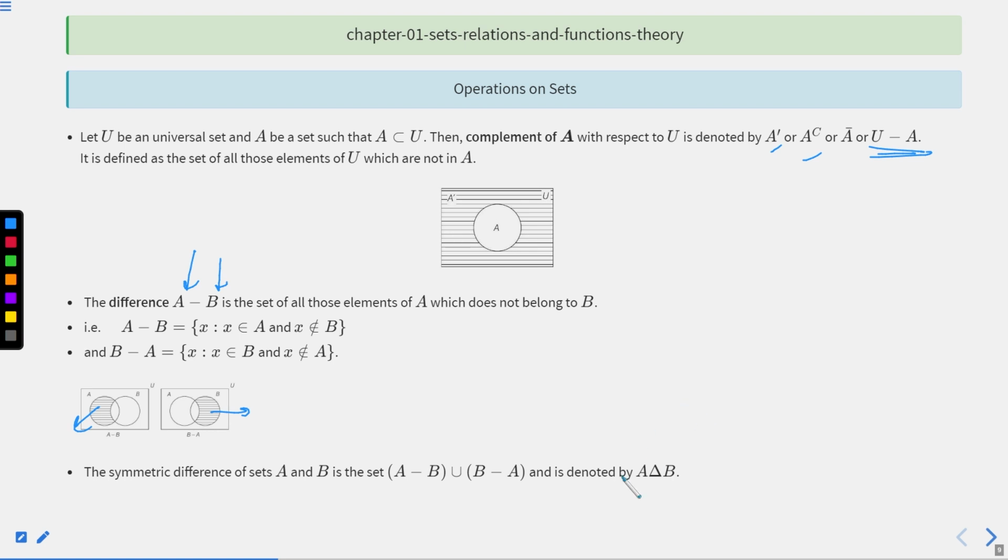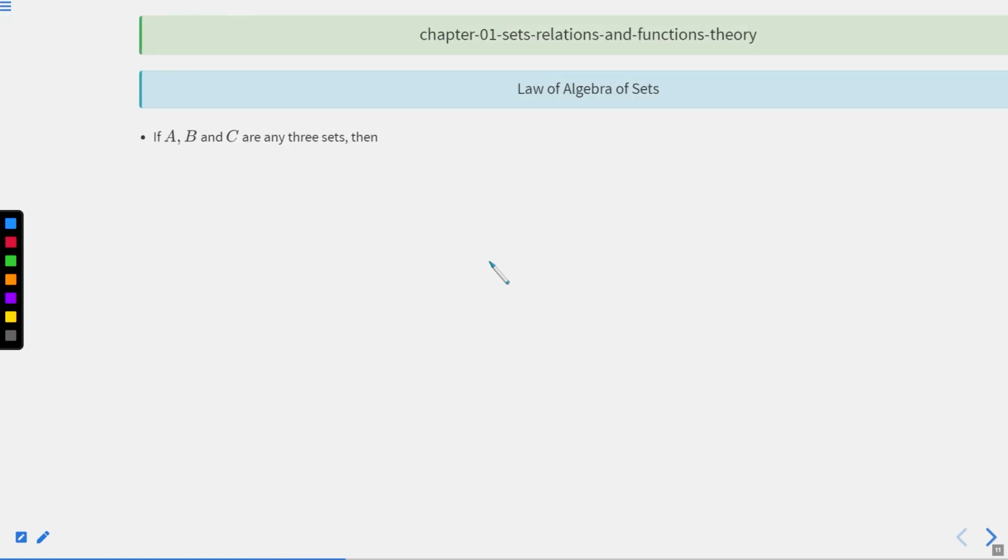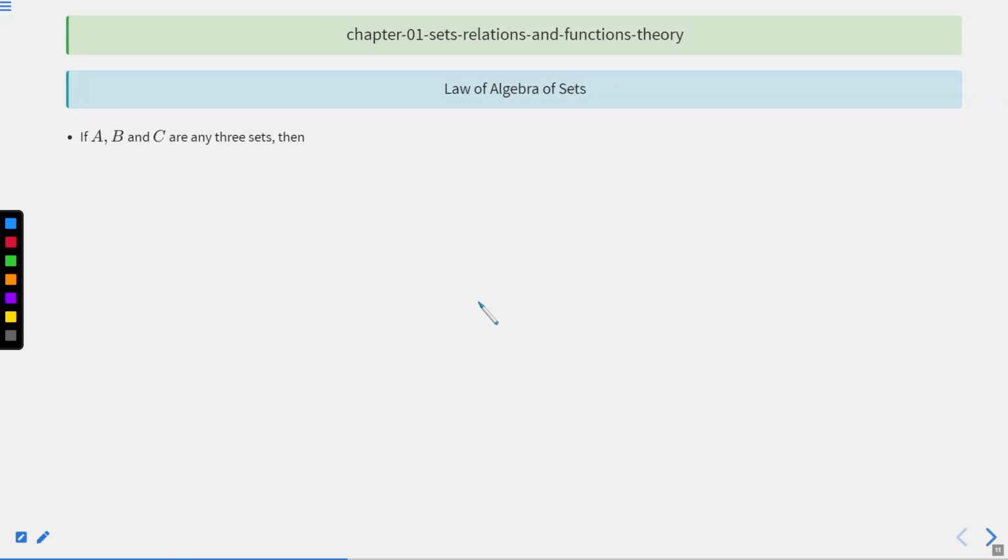So symmetrical difference can be represented as the set A minus B union B minus A, and it is represented by A delta B, right? So A delta B can be represented as, we can say that this is A minus B and this is B minus A, right? So A minus B union B minus A is called A delta B, or symmetrical difference of A and B. Law of algebra of sets, right?